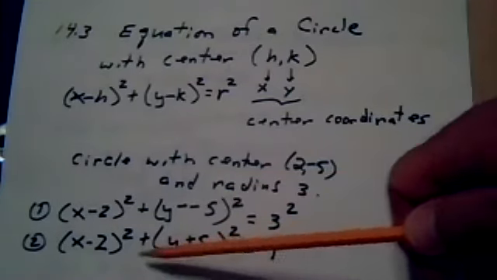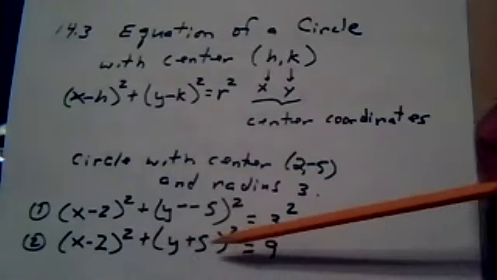You simplify. 3 to the second is 9, and this would be the equation of the circle with this center and this radius. Notice where I put the radius. I put it where the r is, and then you square it. So 3 to the second is 9.